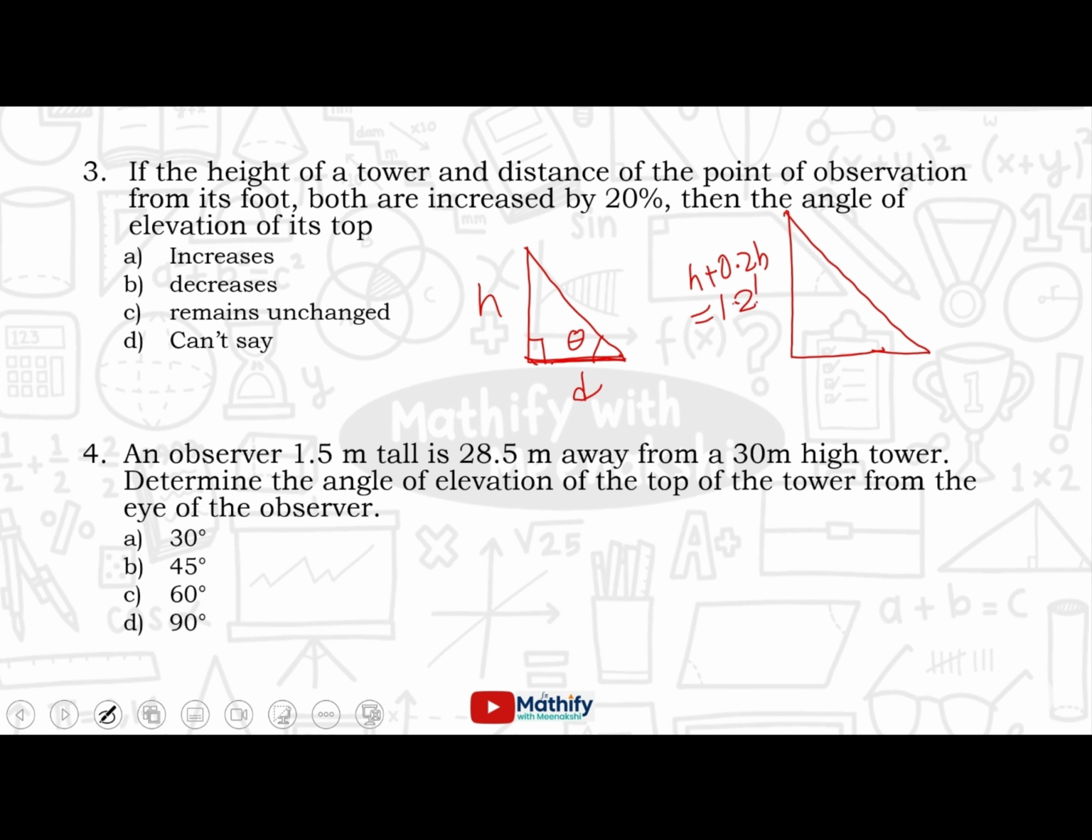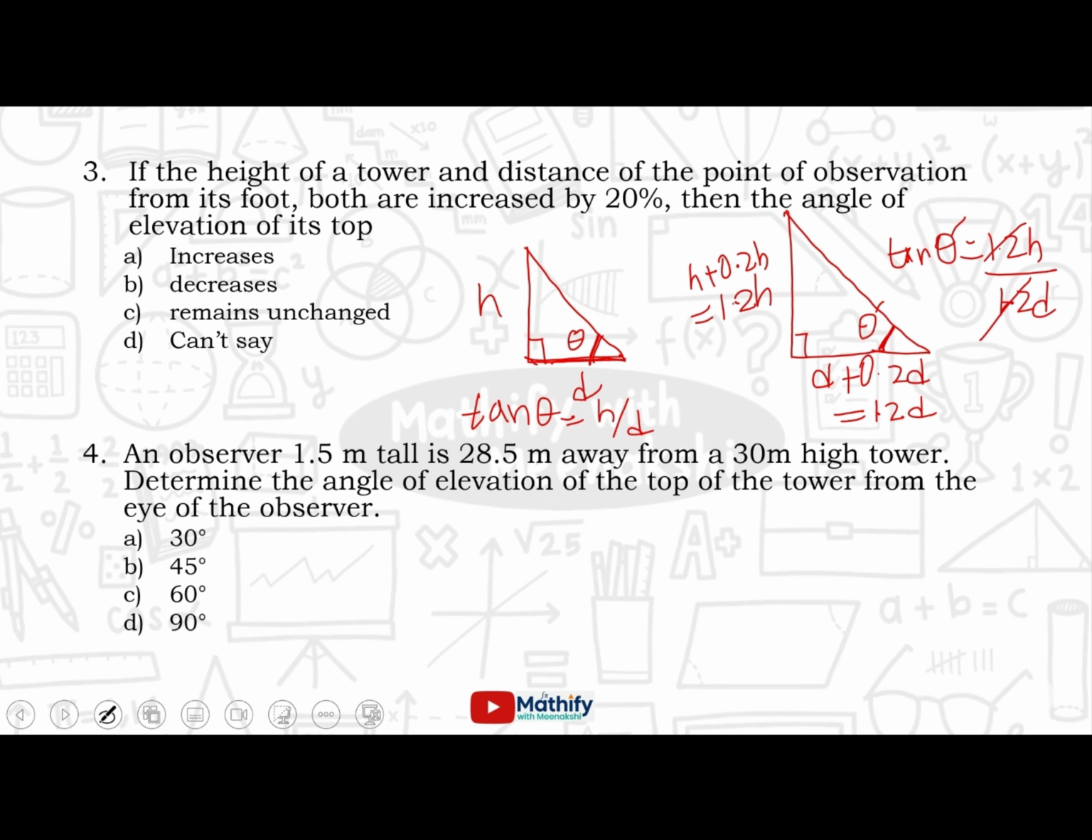Similarly, if you increase d by 20%, that means d plus 20% of d, you can say again 0.2d, that is 1.2d. What will be the effect on this angle of elevation? Let's see. Here, what is tan theta? It is h by d. And here, what is tan theta dash? It is 1.2h upon 1.2d.